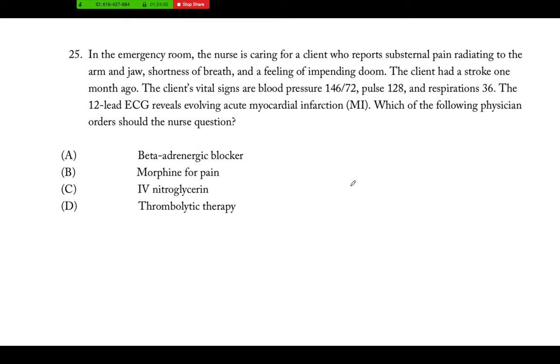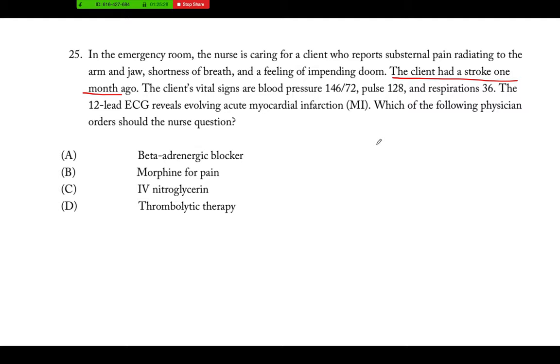So good. So essentially all of the symptoms that this client has, all of the drugs that are listed, these are all consistent with a myocardial infarction. Those are the symptoms that you should have, those are the vitals that you should see, and those are the drugs you should give. The thing that we should be concerned about is this history of a stroke 1 month ago. Okay, and so while they kind of slipped this in here, without really giving you a lot of information.